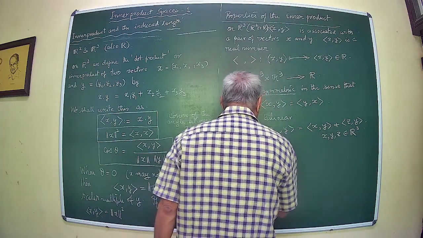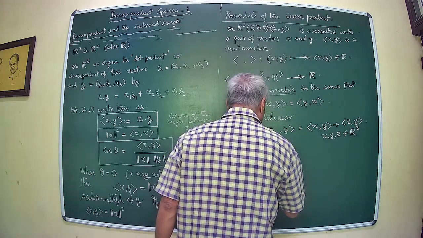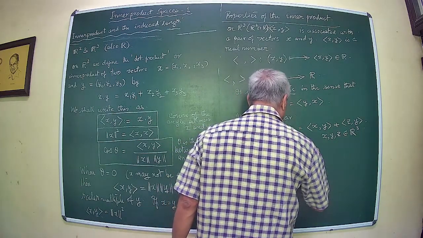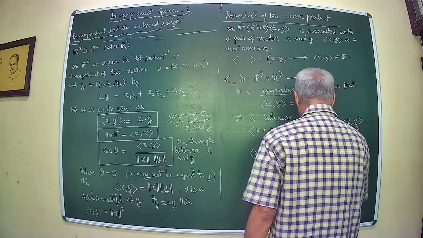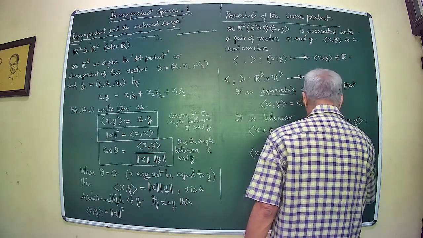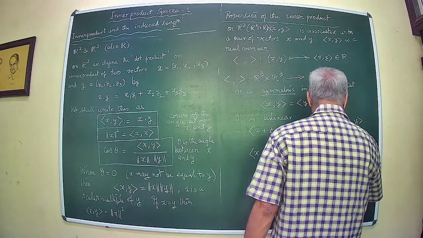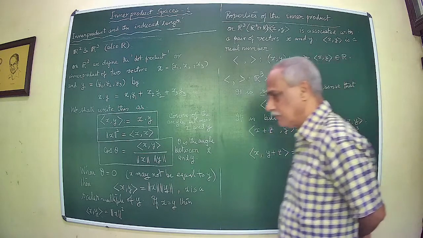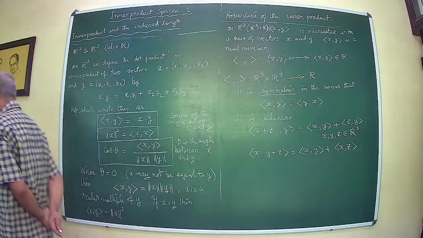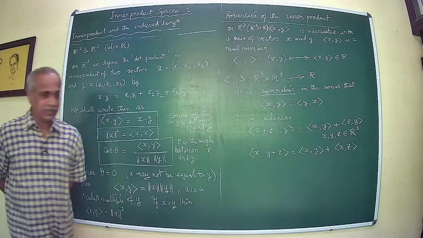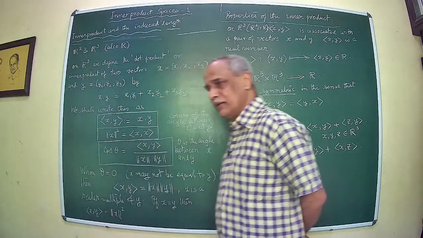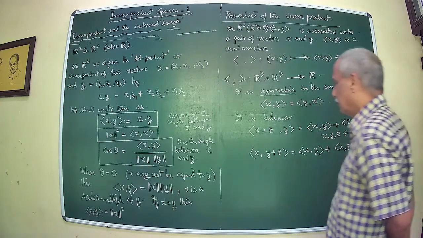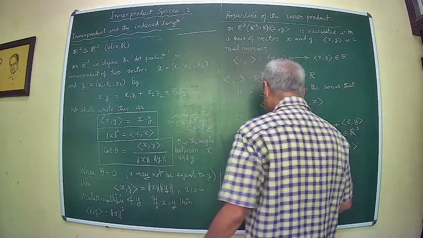So also, that means this map is linear in the first variable, keeping the other one fixed, and linear in the second variable, keeping the first variable fixed. Okay. Now the next property, that is the following.